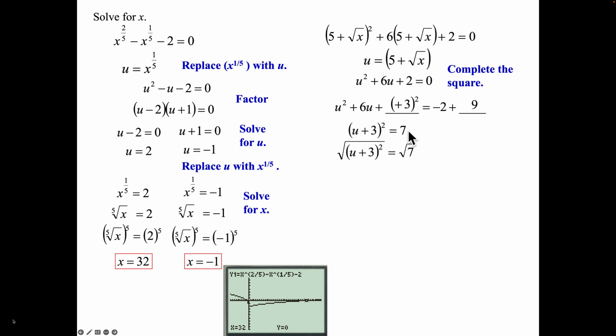Then we can take the square root of the 7. u plus 3 equals plus or minus the square root of 7. Subtract the 3 over to the front. And these are my two possible answers.